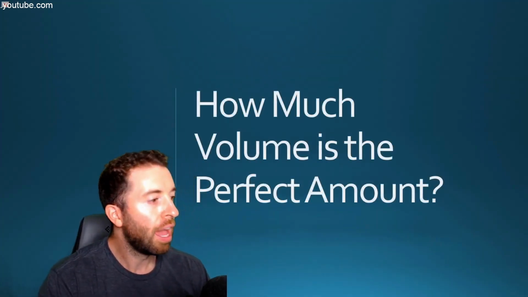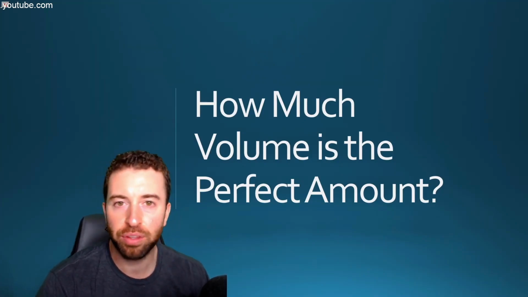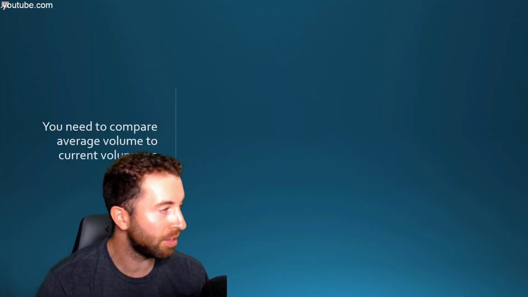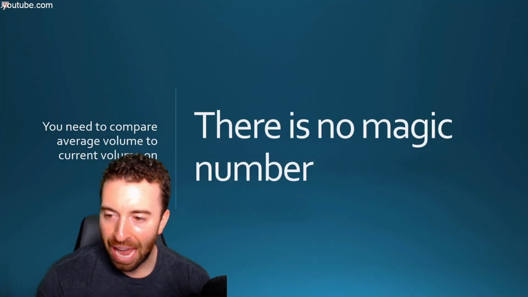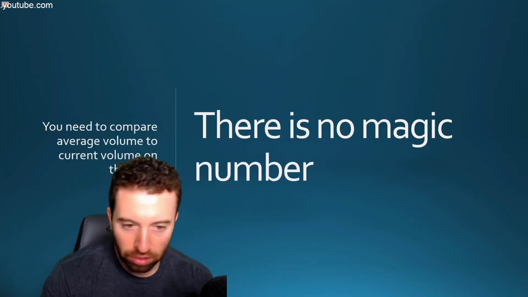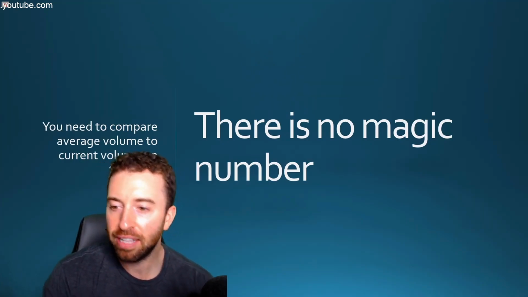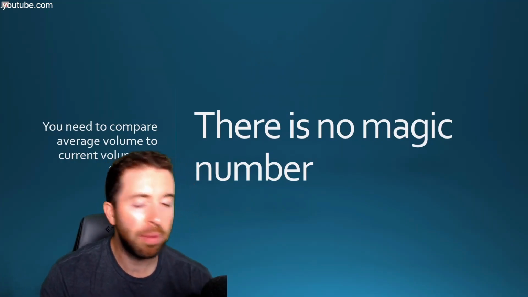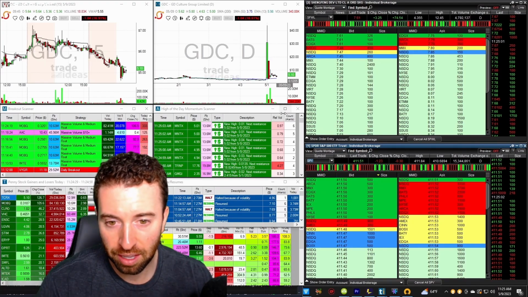And as we know, how much is the perfect number of volume? Well, to be honest with you guys, and to be straightforward with every single person, there is no perfect magic number. Remember, you need to compare the average volume to the current volume on the day. There is no magic number. It's about comparing the average volume to the current volume. That's how we are going to be able to get an understanding of what volume is or how hot a certain play is.